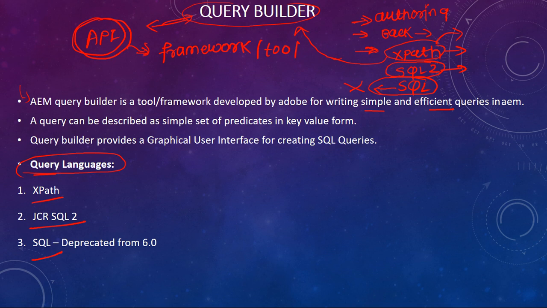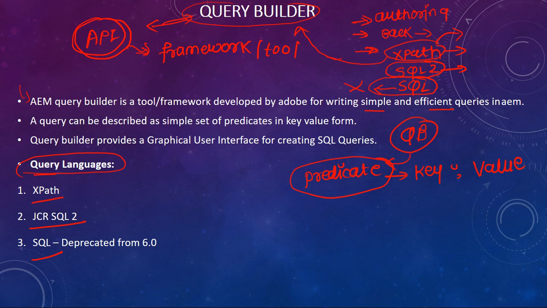Another thing: how does the query builder work? It works based on the predicate. The predicate has the main role in our query builder. Without the predicate, the query builder is nothing, and it is formed in key and value pairs. When we have to write the query builder, we write the predicates. So a collection of predicates in key value form is nothing but your query builder.